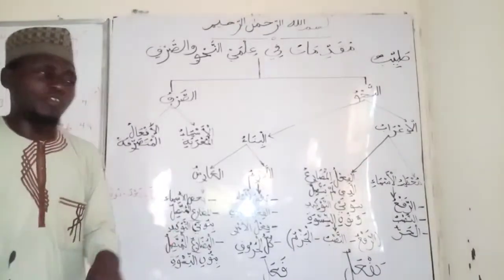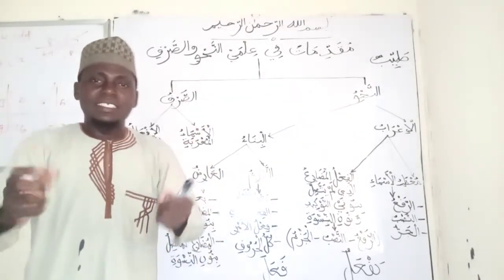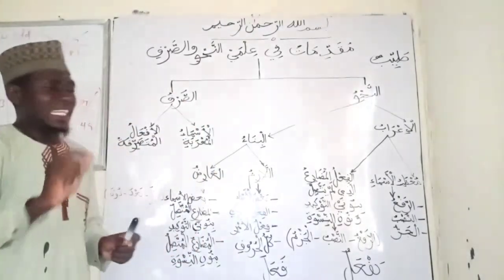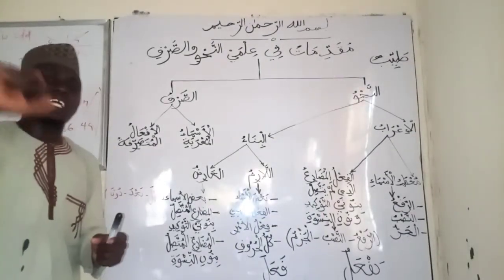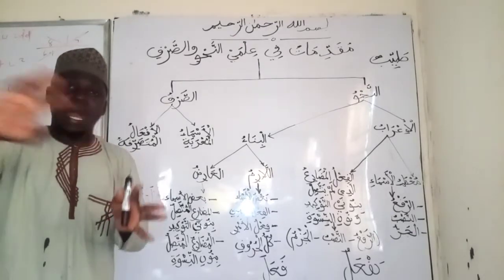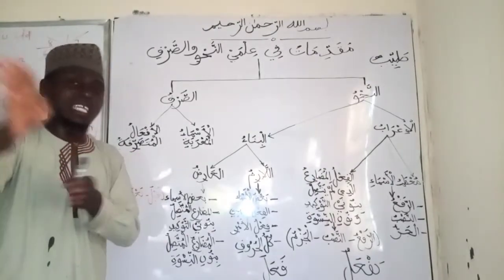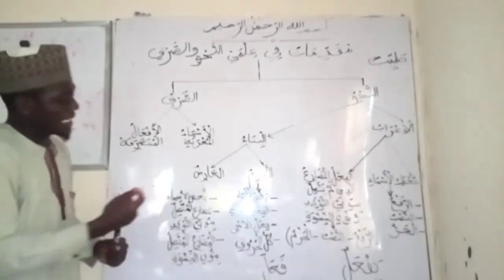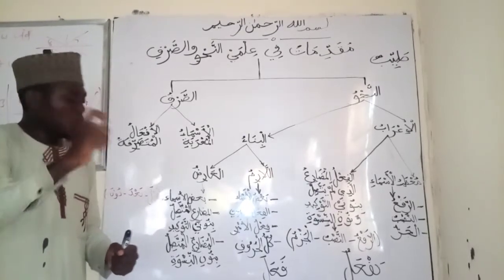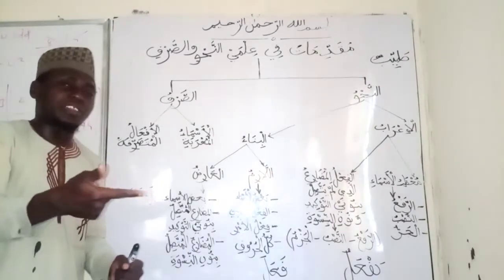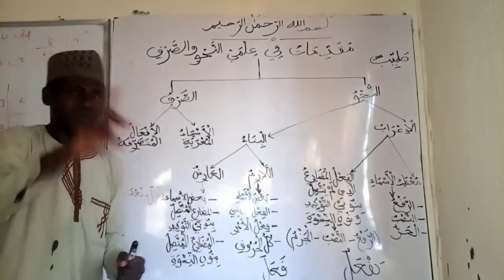It doesn't change. For example, if I say yaktuban, I've added noon tawkid al-khafifa, whereby the last letter of the mudari' is actually ba. But the noon tawkid al-khafifa, which has sukun, is a connective letter. So wherever I use any noon tawkid, whether the thaqila or the khafifa, the last letter of the mudari' will continue to be fatha.